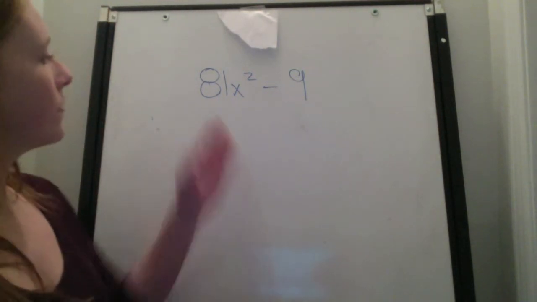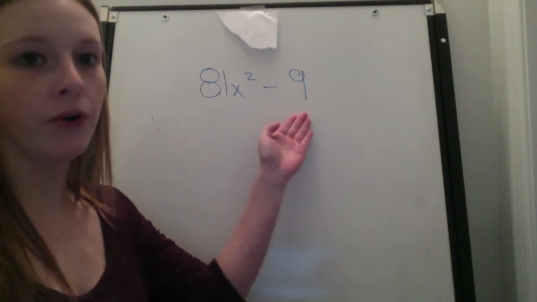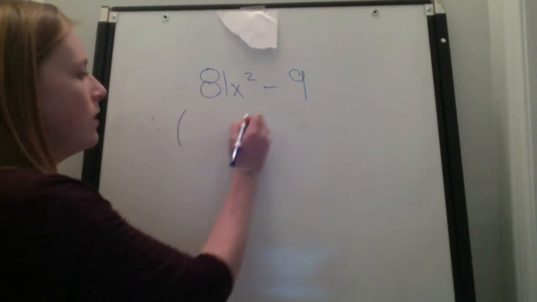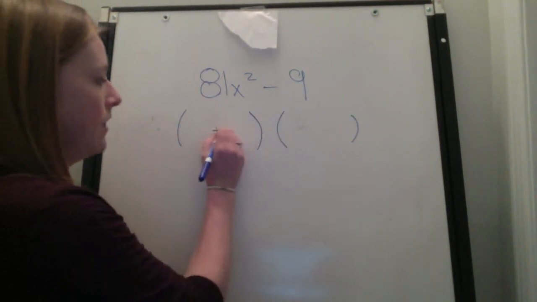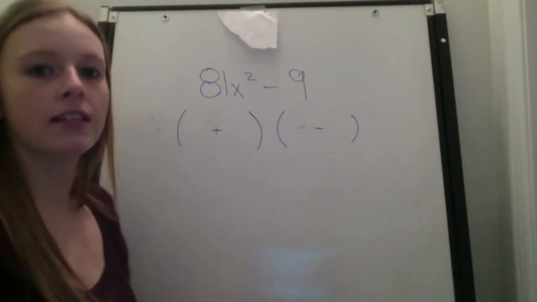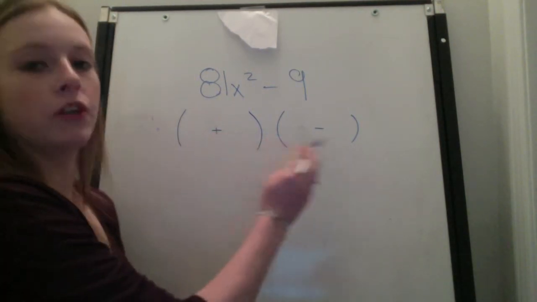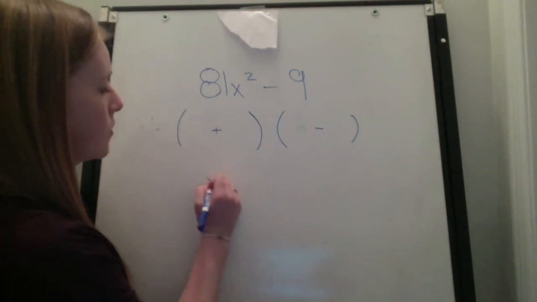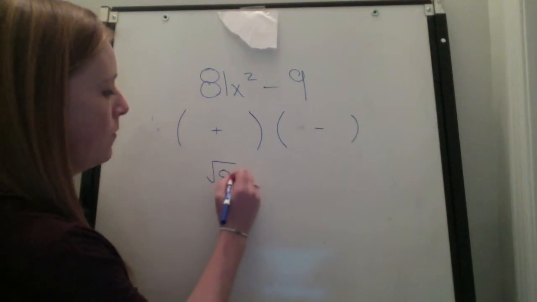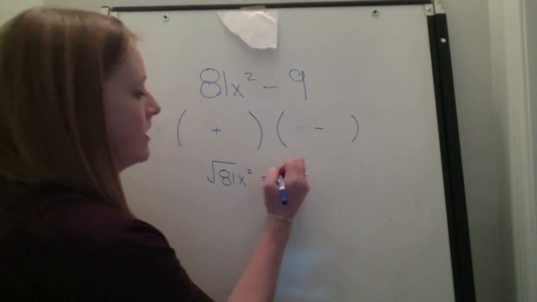So once we know that 81 has a square root and 9 has a square root, we know that we're going to have two binomials. One is going to have a plus and one is going to have a minus. Now all we have to do is figure out what numbers are going to go in these binomials. So we are going to find the square root of 81x squared. And we know that that is 9x.